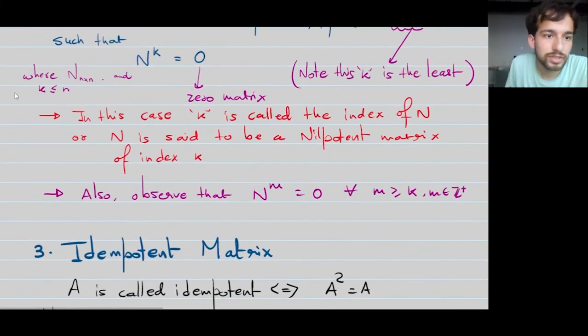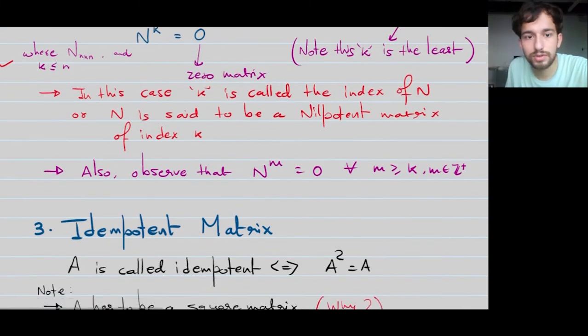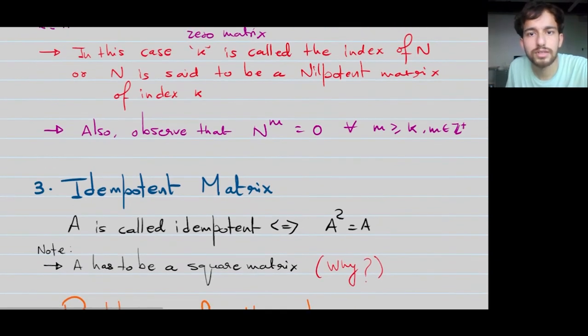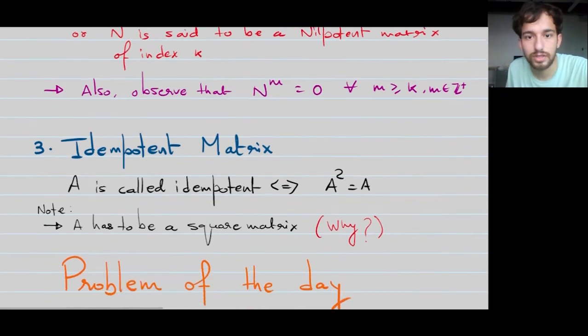And there's an observation. If N is an n by n matrix, then your index would be less than or equal to n. You have to answer me what the reason for this is. Try to justify it in the comment box. And in such a case, k is called the index of N, or N is said to be a nilpotent matrix of index k.